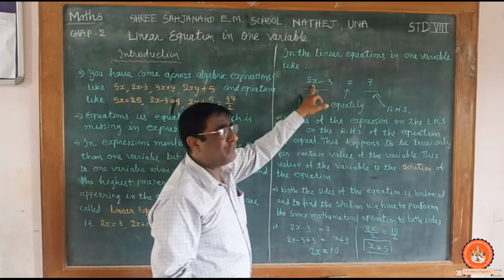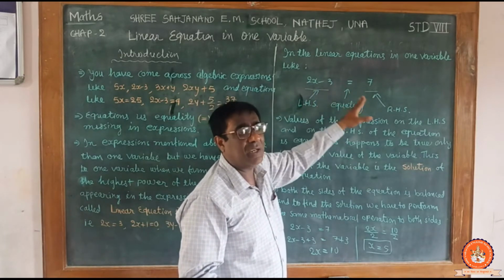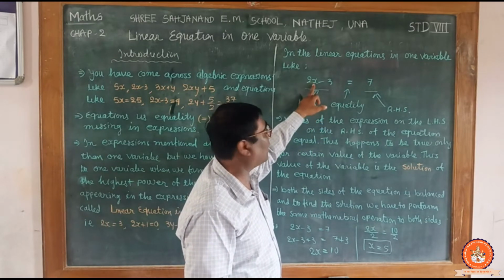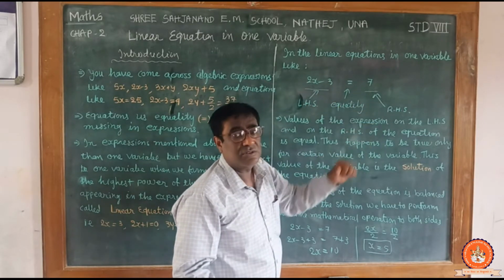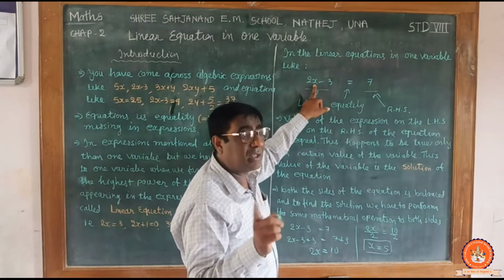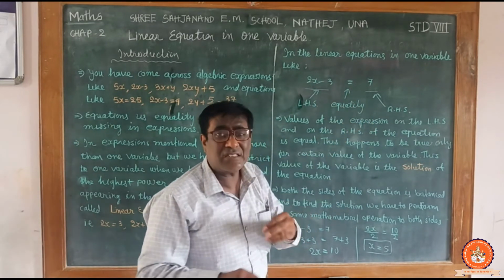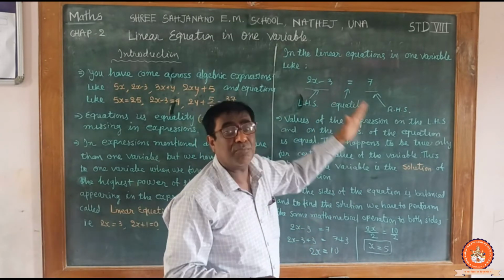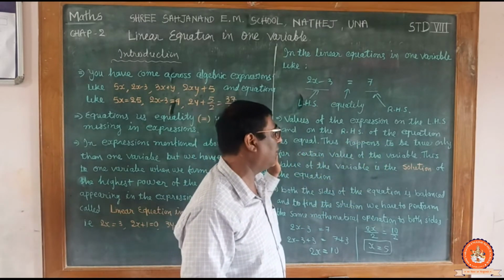If we put a certain value in place of x, then and only then the values on both sides of the equality mark are equal. If you write here 1, 2 into 1 is 2, minus 3 is equal to minus 1. So here it is 7. So the value x is equal to 1 is not giving you equal values on both the sides. So only some certain values of x give you equal values on both the sides. This happens to be true only for certain values of the variable.